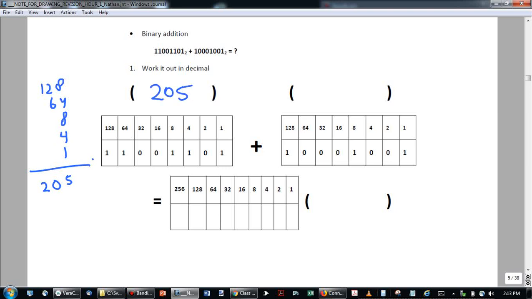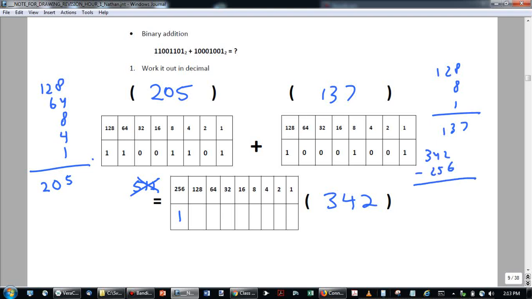Plus, and what's this one? 128 plus 8 plus 1, 137. Yep. So 205 plus 137 is 342. And now I can use my algorithm to work out 342. Is there a 1? Yes, 2, 4, yep. 128, yes. 256 still fits. 512 would be the next one. Does 512 still fit in 342? No, so there's no 512. There is a 256.